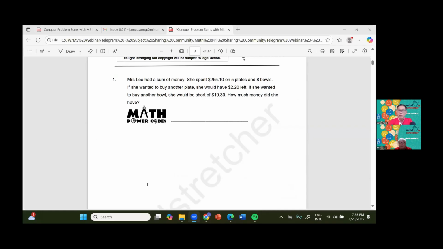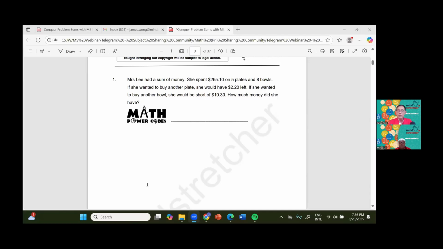So this question is about Mrs. Lee, who had a sum of money and she spent $265.10 on 5 plates and 8 bowls. Now, if she wants to buy another plate, she would have $2.20 left. But if she wants to buy another bowl, she will be short of $10.30.